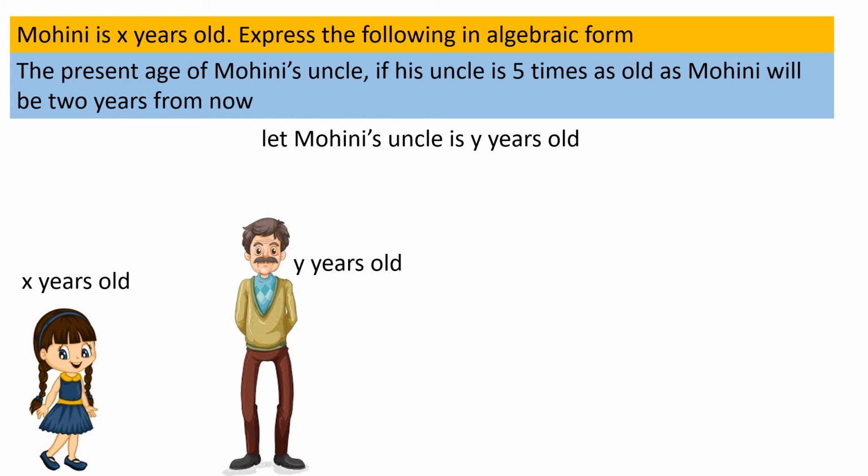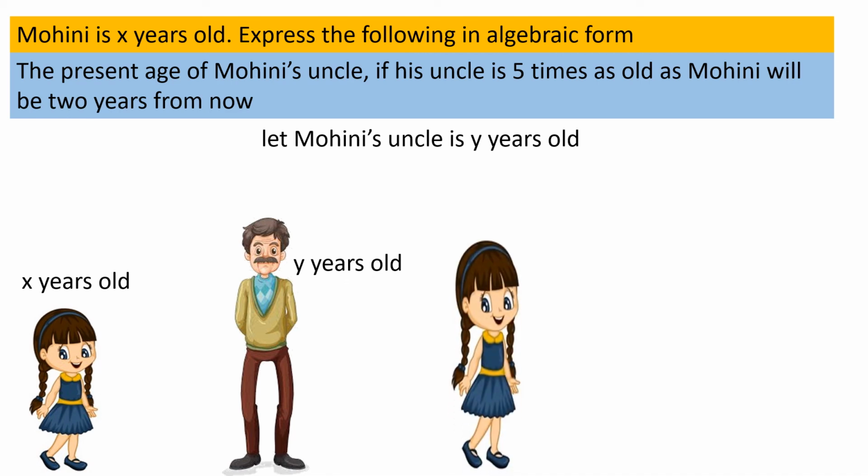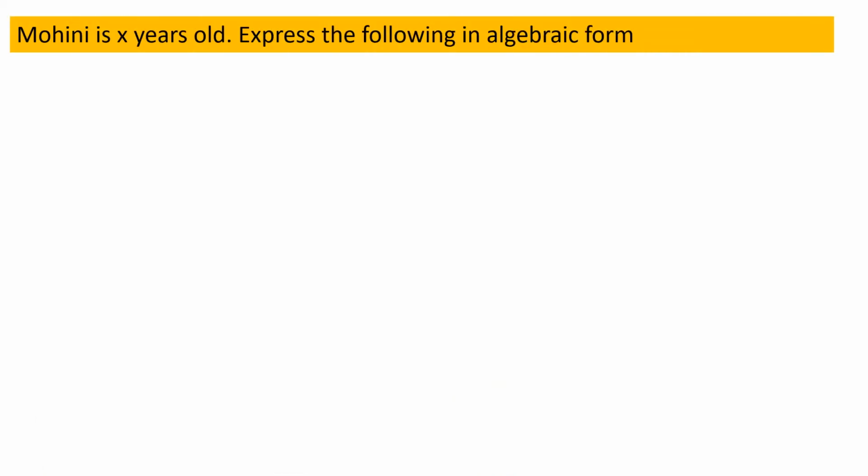Now, we need to find out if his uncle is 5 times as old as Mohini will be 2 years from now. So after 2 years, what is the age of Mohini? After 2 years, Mohini will be x plus 2 years old. And his uncle is 5 times as old as Mohini will be 2 years from now. It means y equals 5 multiply x plus 2. Let us solve one more situation.